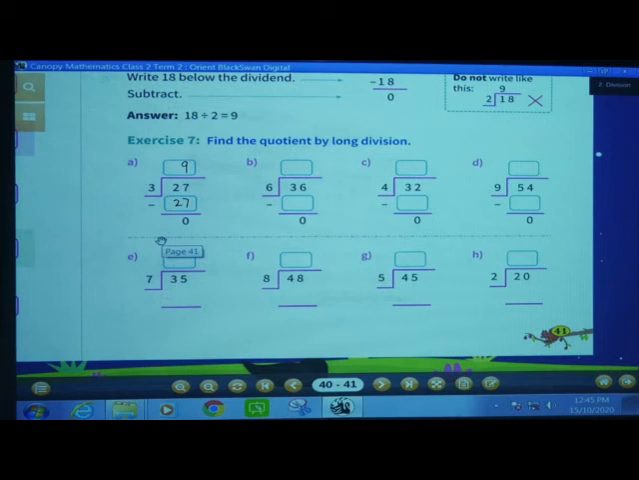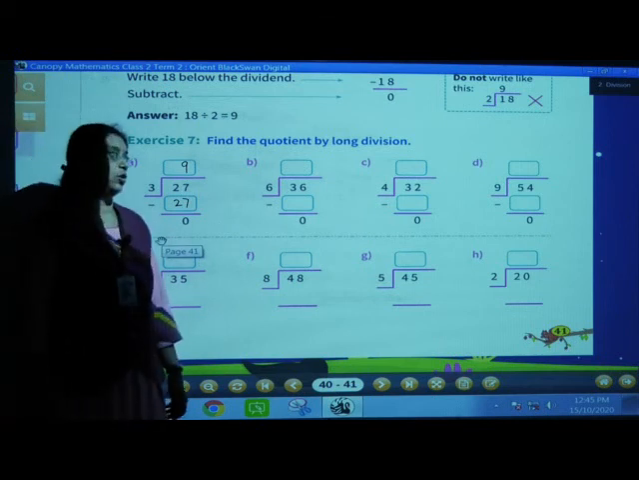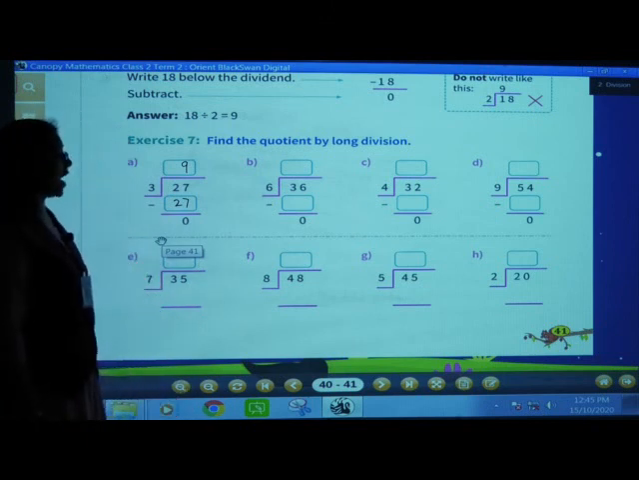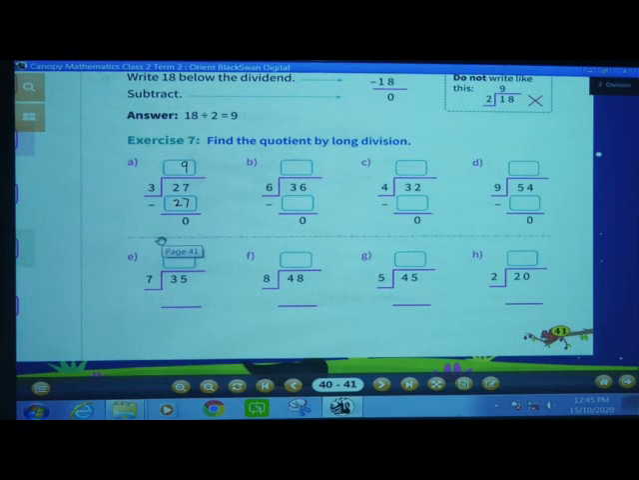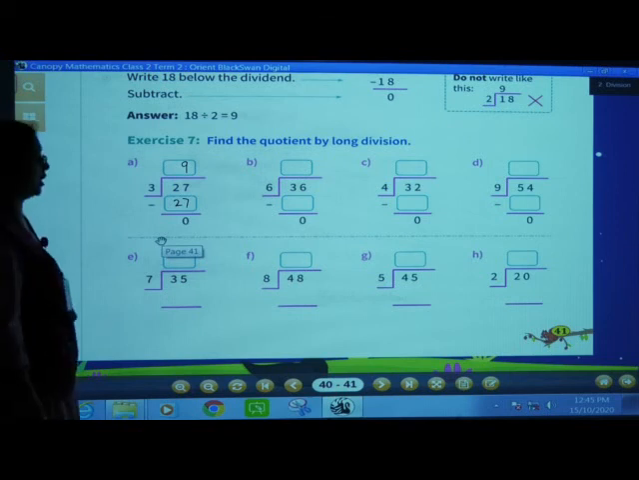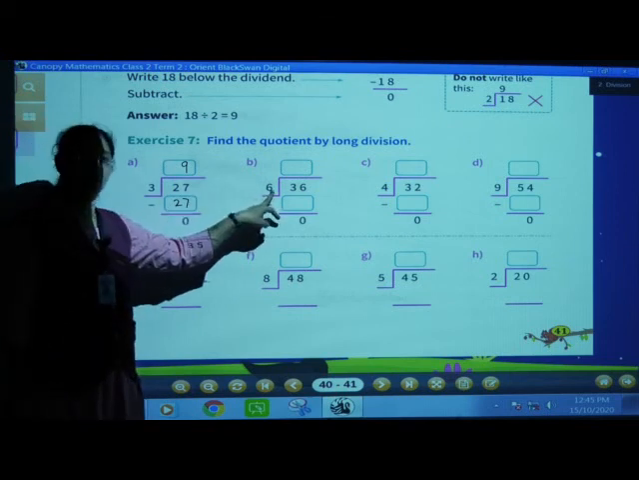For this your table should be learned. You have to revise tables daily. You should learn tables daily. Then you will solve these sums.